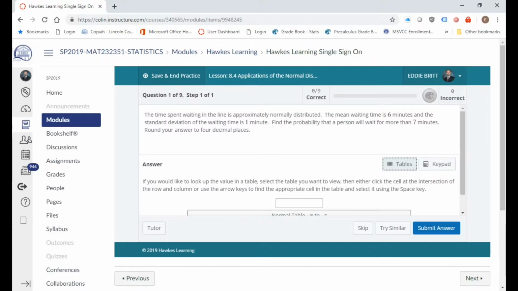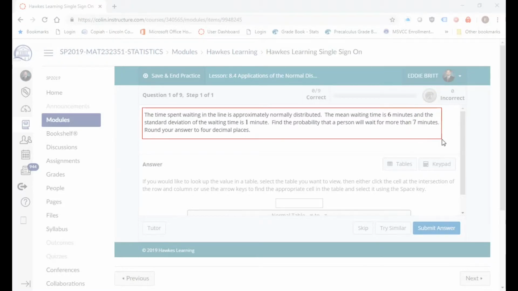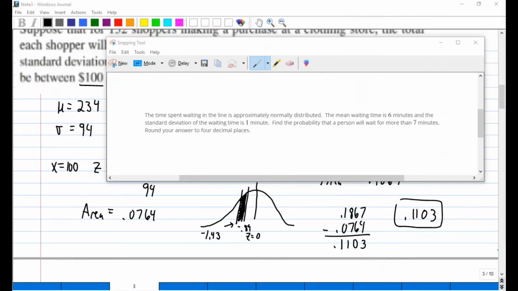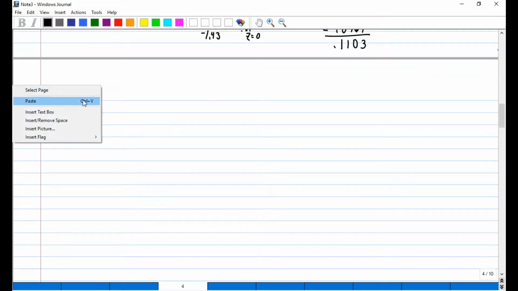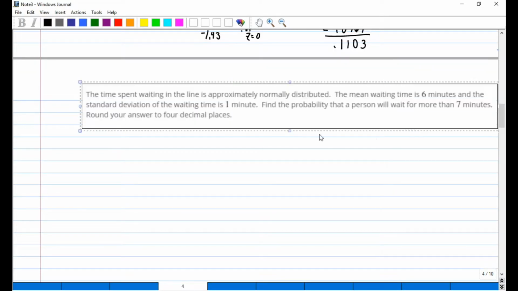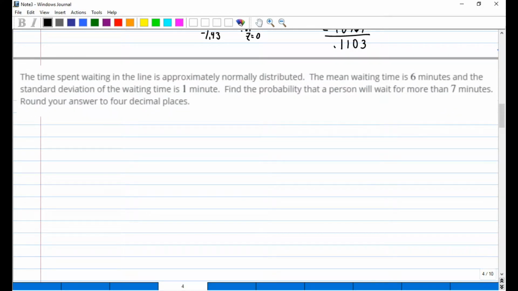All right, so we're going to work this problem next. You're guaranteed to have a homework problem like this one. I'm going to copy it out and make it a little bit bigger so you can read it. I'm going to give you a minute to read through this problem. And as you read through it, write down your mean and write down your standard deviation.